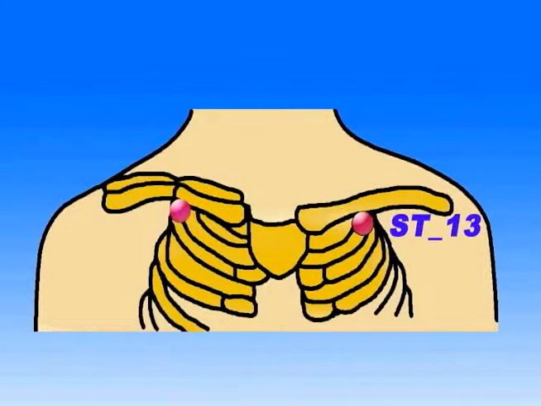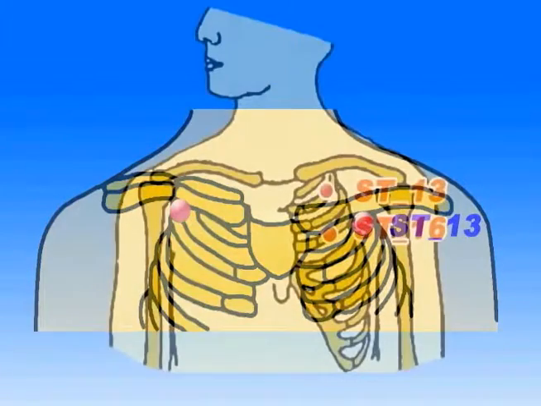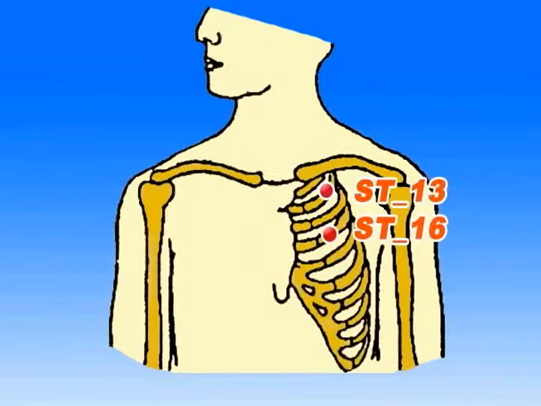ST13, stomach meridian. Traditional name, Qi Hu, door of Chi. Location, below the midpoint of the collarbone between the first and second rib. Press straight into the body. The point feels sore or like an electric shock. Uses: asthma, bronchitis, chest and back pain, hiccups. Good flow through ST13 allows good energy to flow through the chest.